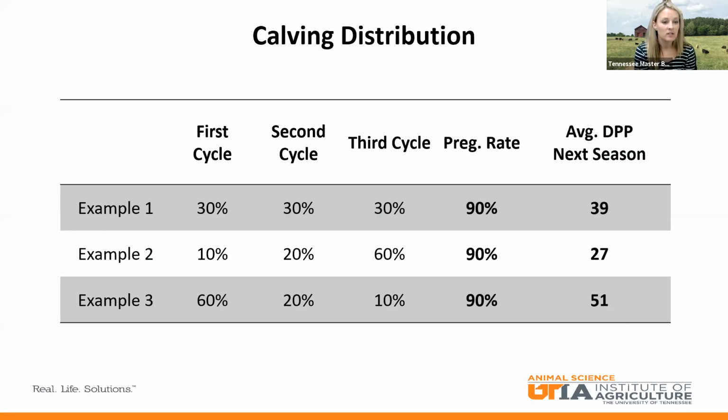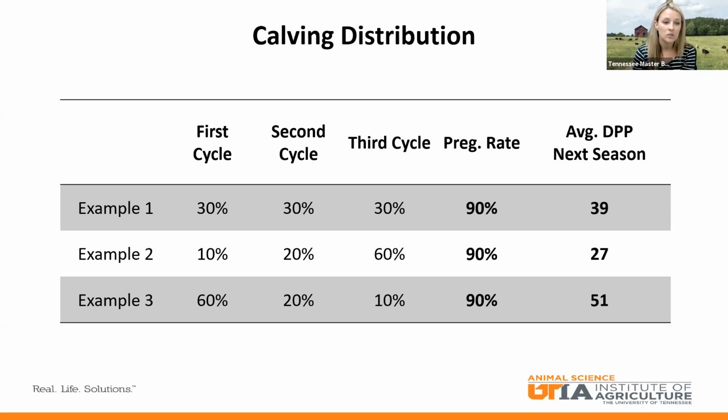Okay, so same graph we just looked at, the 3 examples of our breeding season with our 90% preg rate. But now looking at average days postpartum the next season. So we just said that days postpartum really plays into this postpartum anestrus. So how can we make sure they have more days postpartum the next season so that we know that they're cycling before we're breeding and that they have higher fertility before we're gonna breed these girls?